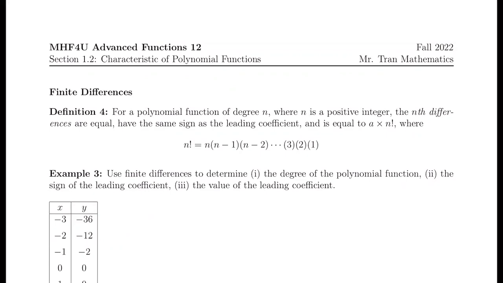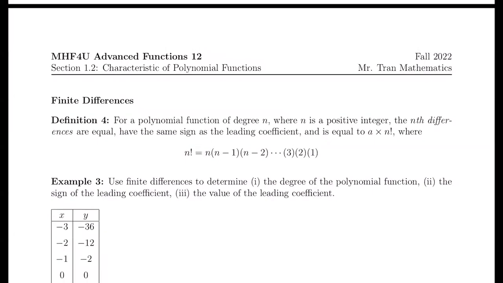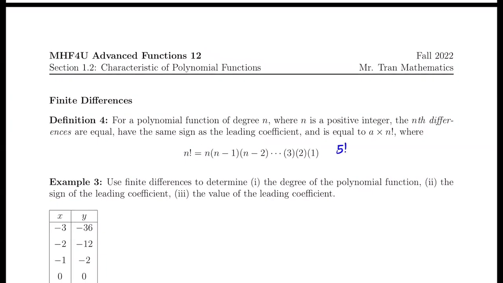For a polynomial function of degree n, where n is a positive integer, the nth differences are equal, have the same sign as the leading coefficient, and are equal to a times n factorial, where n factorial is given by n times n minus 1 times n minus 2, and so on until you reach 3 times 2 times 1. So for example, 5 factorial is simply 5 times 4 times 3 times 2 times 1, which is equal to 120.